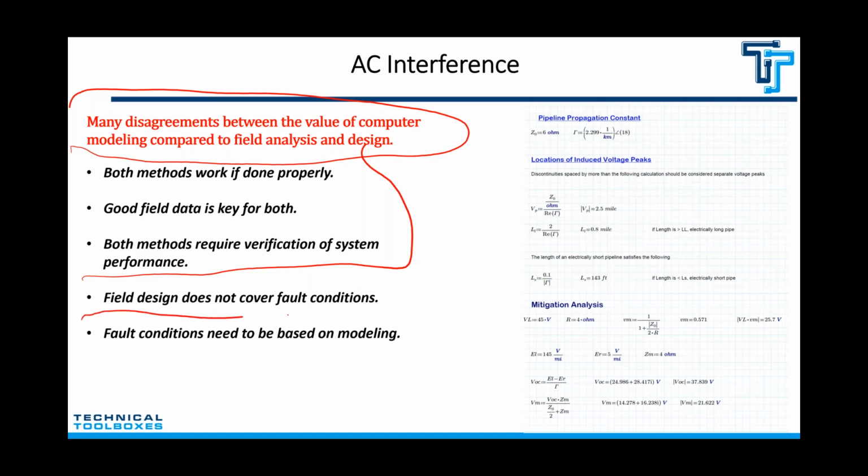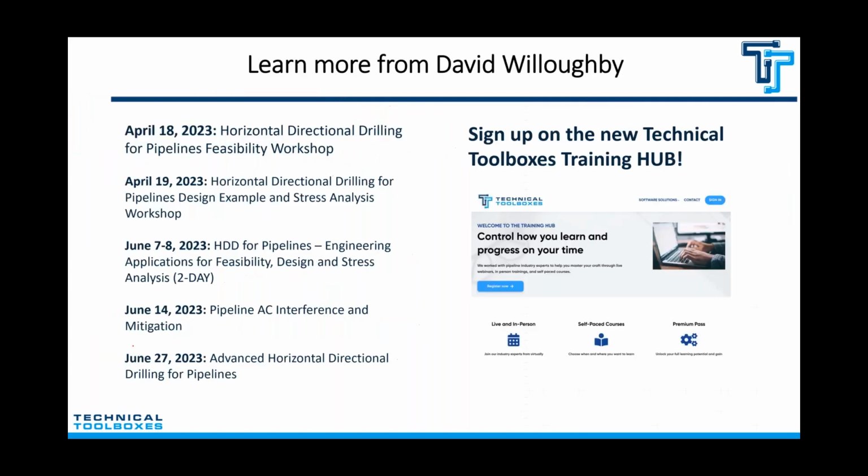This right here is the other big thing about the field work. Field design does not cover fault conditions. Unless you're out there during a fault, you're not going to have a clue. So even if you do a field analysis for your steady state, fault conditions have to be based on modeling.